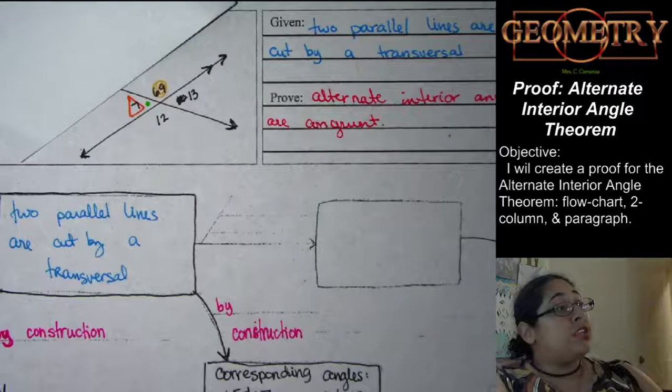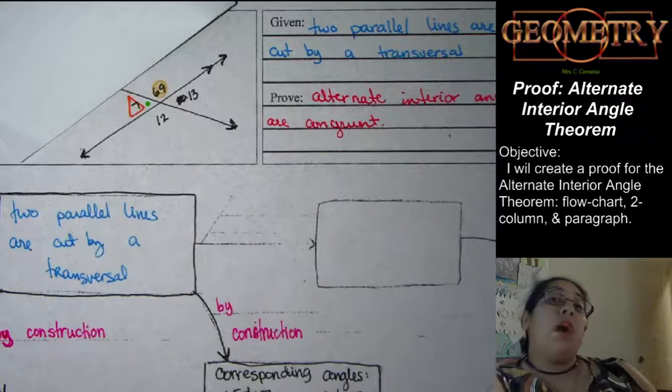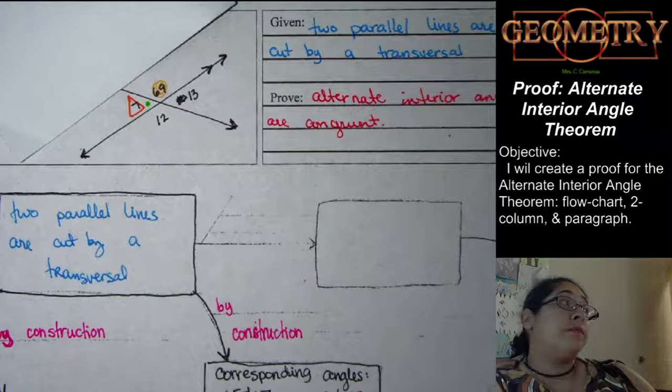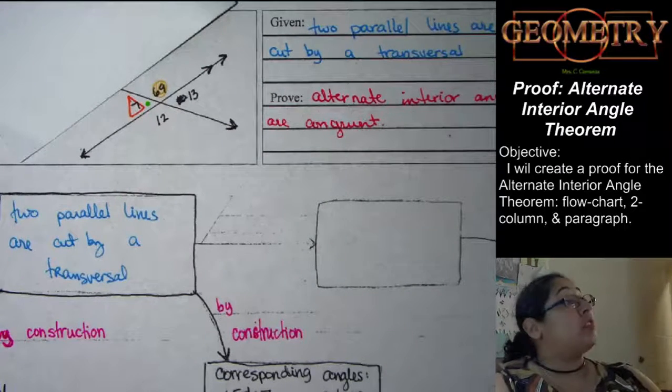So what relationship do I have between 7 and 13? They would be the same measure. They would be congruent angles. But why? Why are they congruent? Yeah, you're not wrong. It's because of the way they're cut. They have a special name, this relationship.